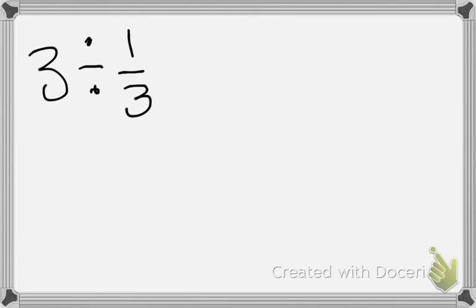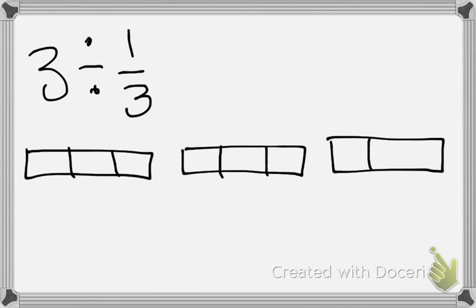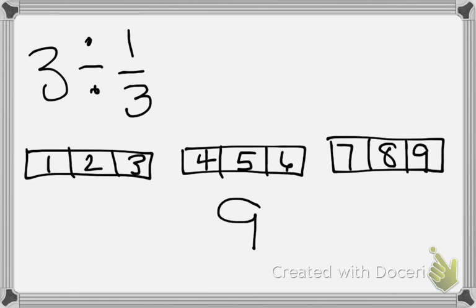Since this equation starts with a whole, the dividend is a whole, the quotient, which is the answer, is going to be a whole. So here's the pictorial model. 3 wholes are divided into 3, or into thirds. And now we're going to count up the pieces. 1, 2, 3, 4, 5, 6, 7, 8, 9. There are a total of 9 pieces. We started with a whole, ended with a whole.